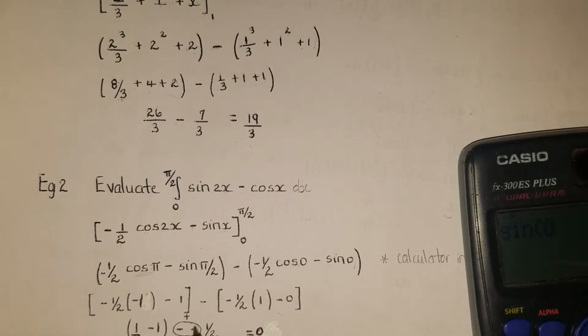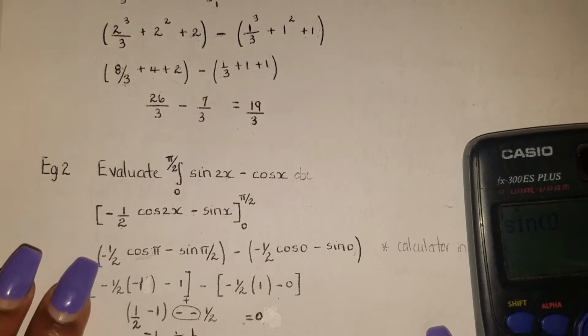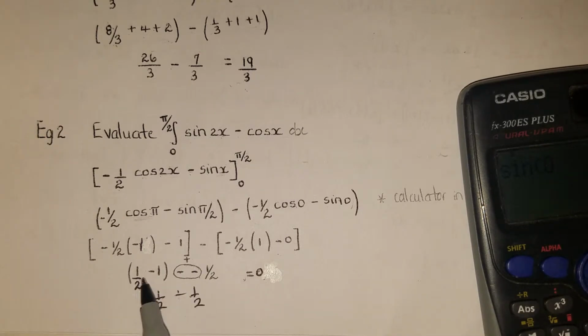So these two negative signs together become positive. So now we have half minus 1, which is a negative half, plus half, which is 0. Negative half plus half, which is 0.